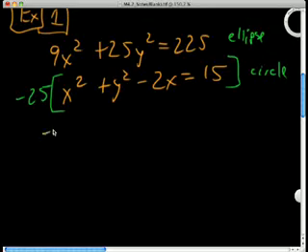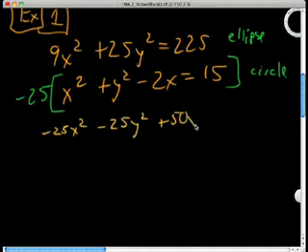So let's simplify this. That's negative 25x squared minus 25y squared plus 50x equals, and 25 times 15, let's see, I'm going to steal that data right from the book. I'm assuming they did that. Is that 375? Or no, 225. 375. And it's negative, but I'm opening up my calculator right now. Here we go. So negative 375.